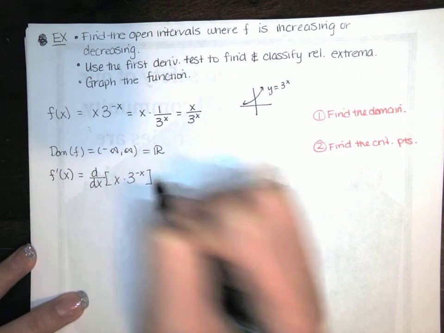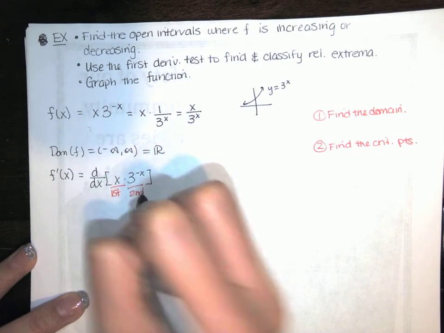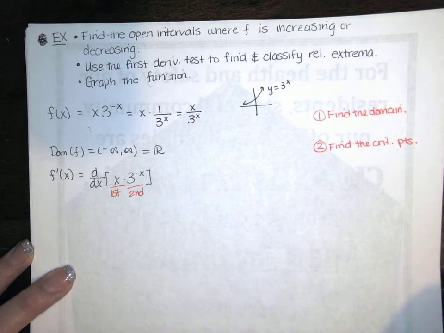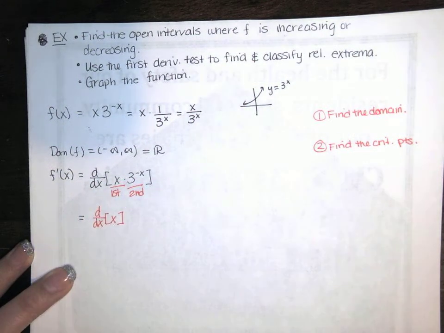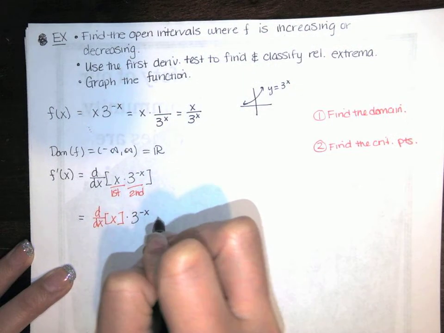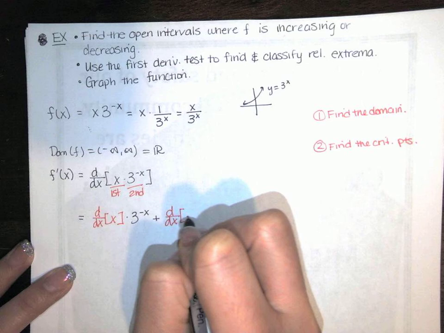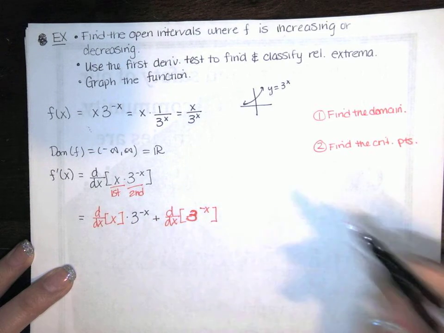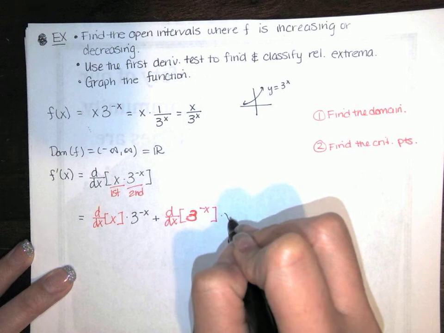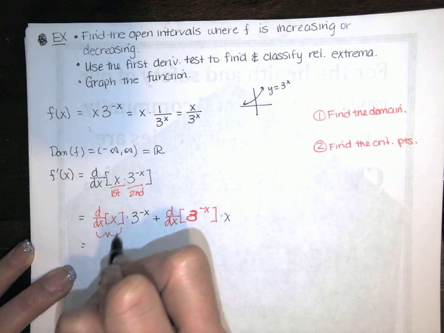And we're going to use the product rule because I've got two functions of x multiplying each other. So according to the product rule, we take the derivative of the first function and then we multiply by the second function. And then we add the derivative of the second function times the first function, undifferentiated. And then you just compute those two derivatives. Derivative of x is, of course, 1.